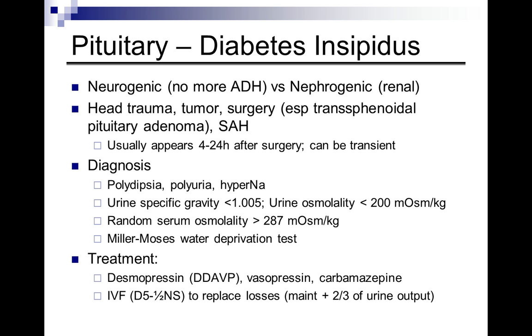The treatment for diabetes insipidus is desmopressin, DDAVP, or vasopressin, or carbamazepine. We also want to replace any fluid losses, usually with something like D5 half normal saline, at a rate of maintenance plus 2/3 of their urine output. Patients with diabetes insipidus, if given access to sufficient water, are able to live and survive safely.